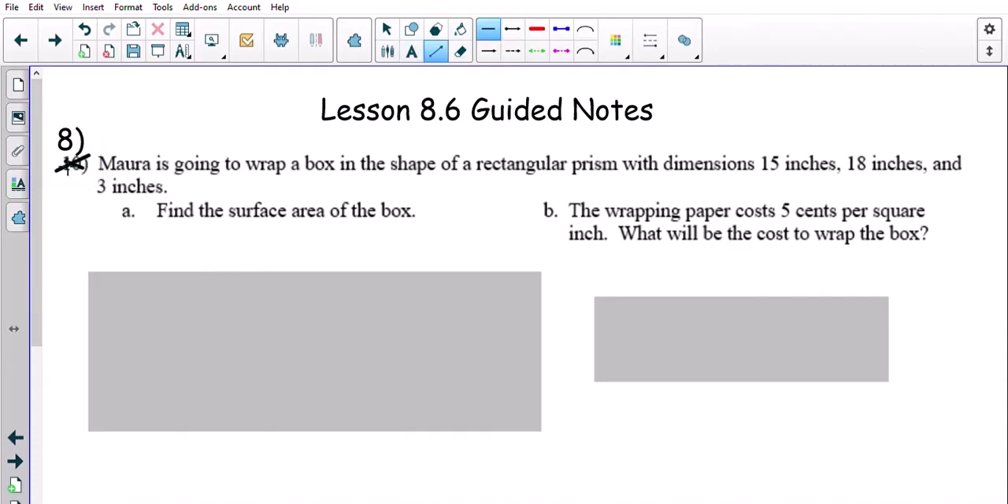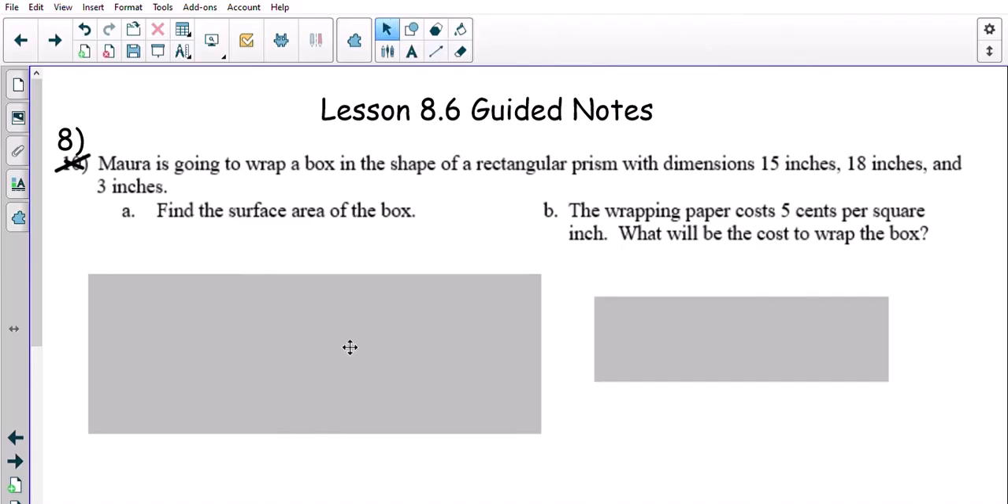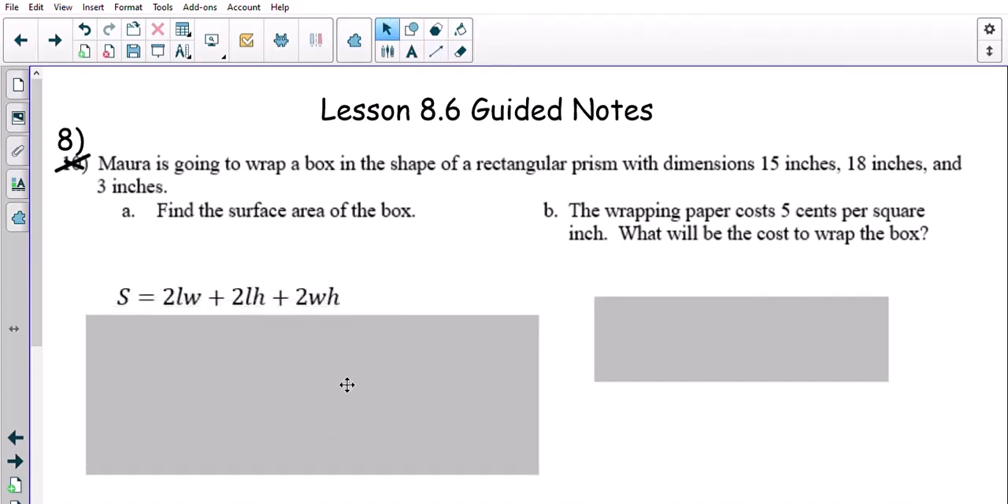This is number 8. Mara is going to wrap a box in the shape of a rectangular prism with dimensions 15 inches, 18 inches, and 3 inches. First thing we want to do is find the surface area of the box. Since we're going to wrap it, that's going to go on the outside of the box. So this is 2LW plus 2LH plus 2WH.